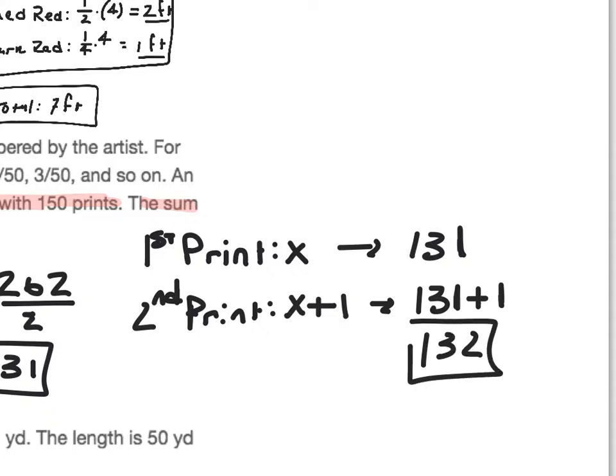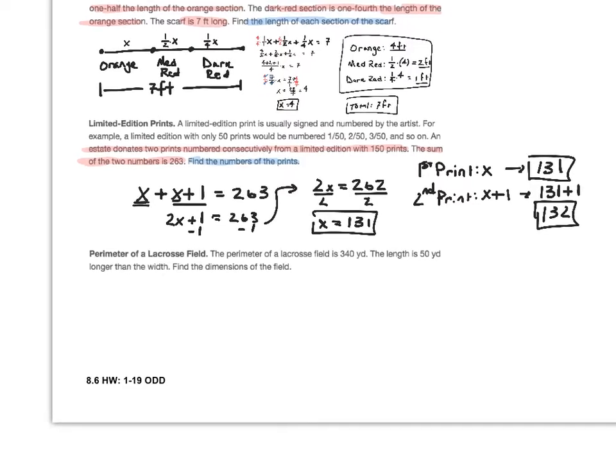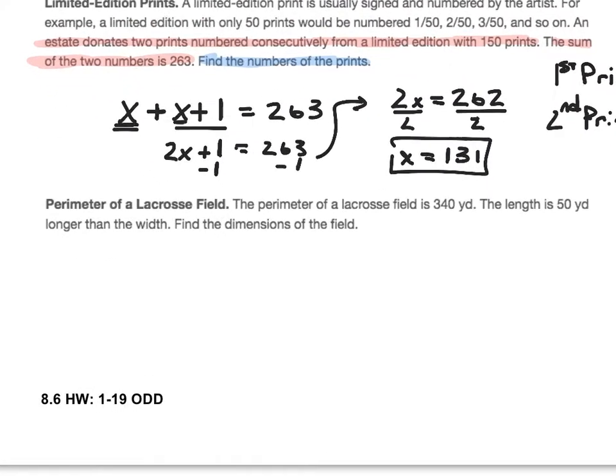You can think logically about that and say, if the first print is 131, then the next one would be 132. And if I add those 2 numbers together, I should get what I started with, which is 263. The other thing is this limited edition of 150 prints. So when I get my answer, I want to make sure that my numbers are below 150. All right, let's take a look at the last one here. It says the perimeter on a lacrosse field.